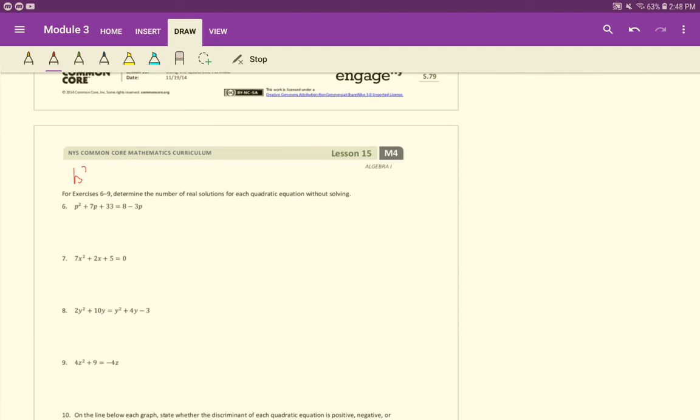Specifically, when b squared minus 4ac is greater than 0, we have two real solutions. When b squared minus 4ac is less than 0, we have two imaginary solutions, imaginary because of the number i. And when b squared minus 4ac is equal to 0, that means we have one real solution. We sometimes call that a double root because it's really occurring twice, the same number twice.